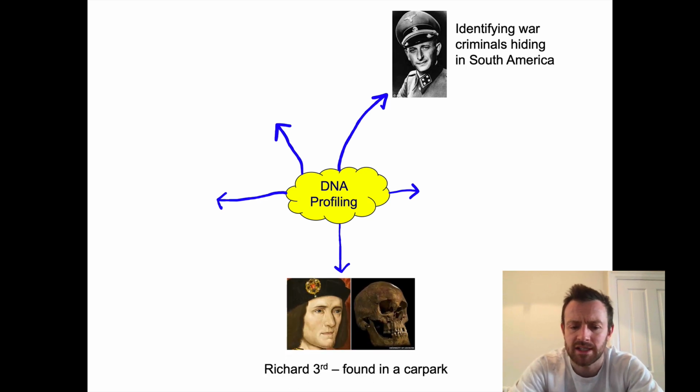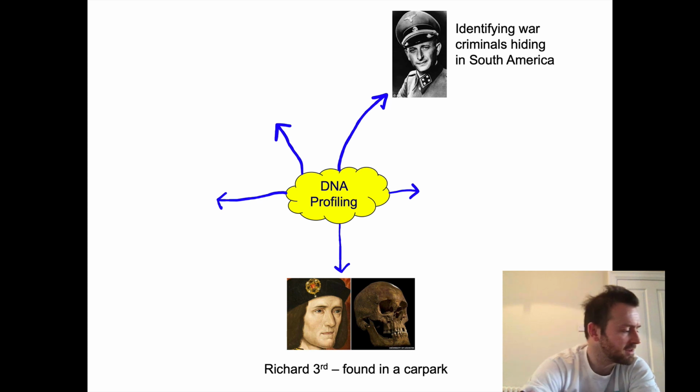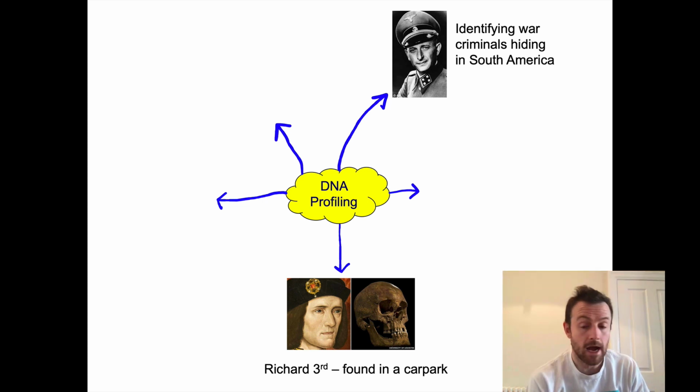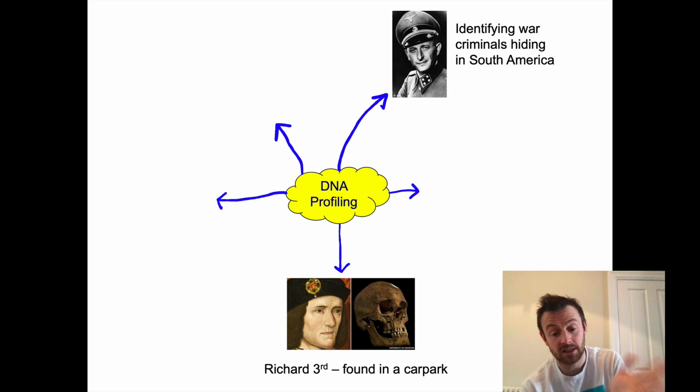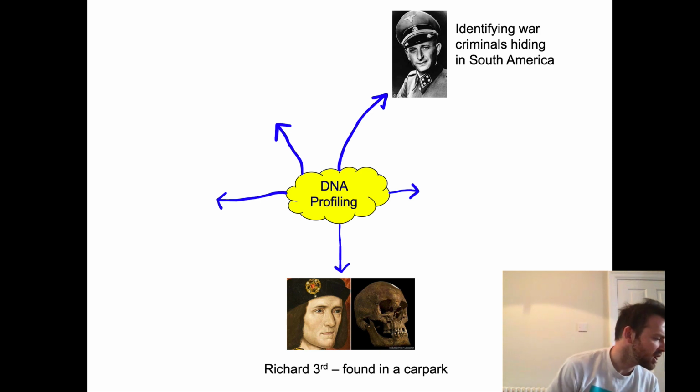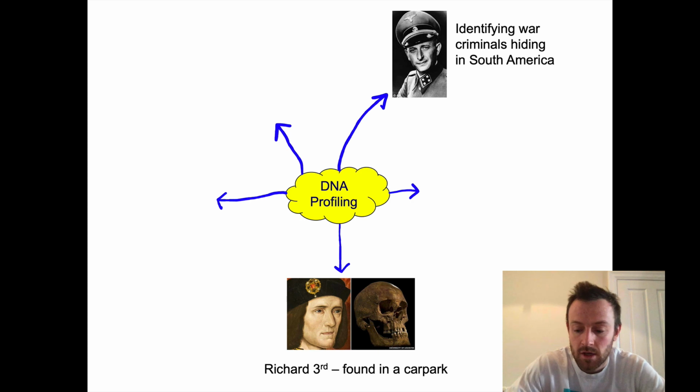It's also been used to identify Richard III, who was found in the car park, I think in Leicester, I think it was. Let me just check. I think he was in Leicester or Leeds. Anyway, his remains were dug up under this car park, and looking at the DNA from the skeleton and comparing it with DNA from known descendants of his, we actually found out that this was Richard III that was found in a car park in Leicester.